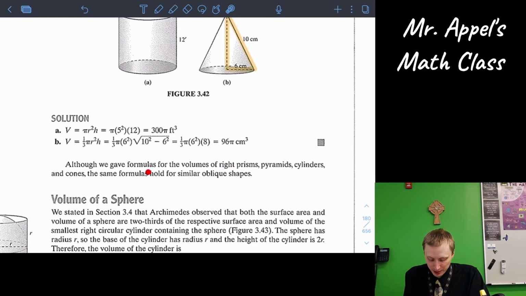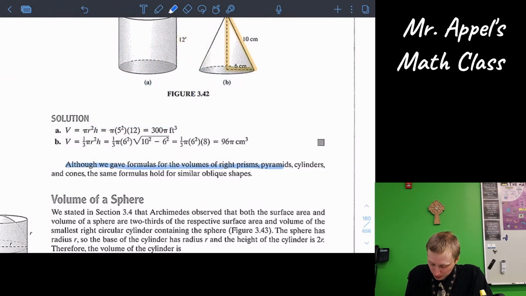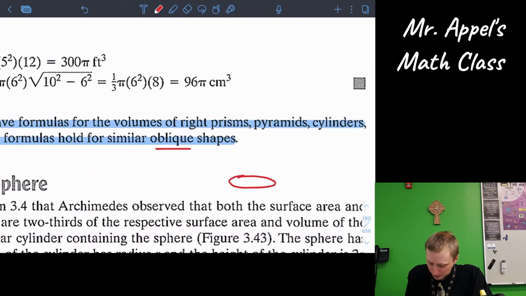And although we gave formulas for the volumes of right prisms, pyramids, cylinders, and cones, the same formula holds for similar oblique shapes. Write that down. That is an important thing to remember. Same formula even for the oblique shapes. And if you don't remember the oblique shapes, that's when we have something that is off center. I want a pointy bit, right?